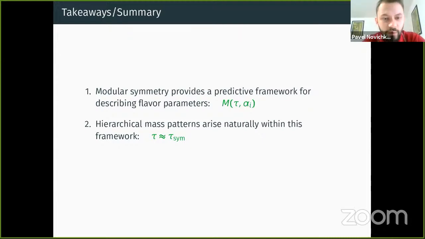So we have seen that modular symmetry provides a predictive framework for describing flavor parameters. In particular, I have shown you that the resulting mass matrices depend on just a small number of parameters. One of them is the modulus tau, and there are also coefficients. And secondly, we have seen that hierarchical mass patterns arise naturally within this framework if you choose the value of the modulus tau close to a symmetric value. So I will stop here.